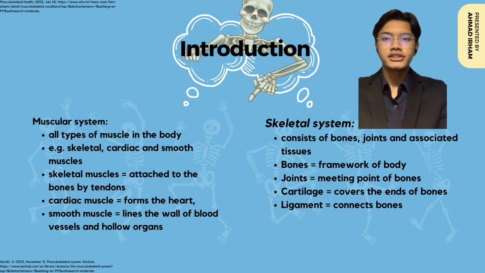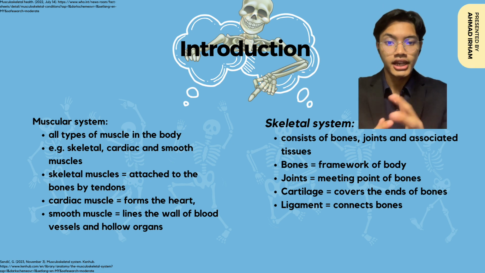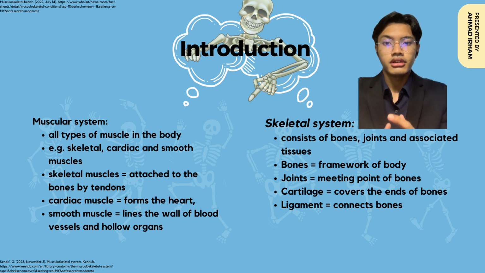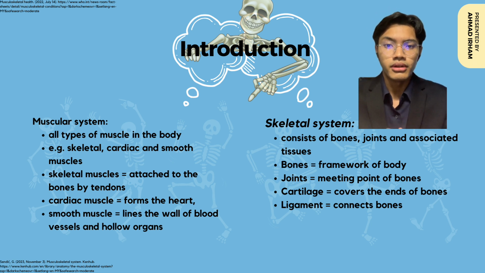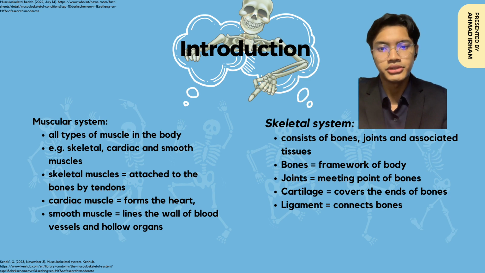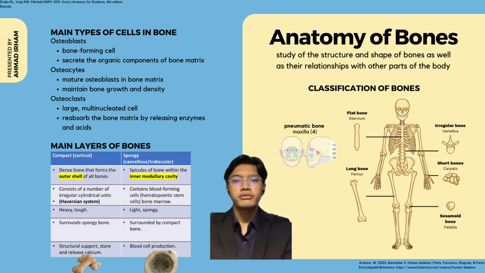But the main focus of this topic is the skeletal system, which consists of bones, joints, and associated tissue. The bones are the framework of the body. The joints are the meeting point of the bones. Cartilage and ligament are the associated tissue. So we move to the next part, which is the anatomy of bones.